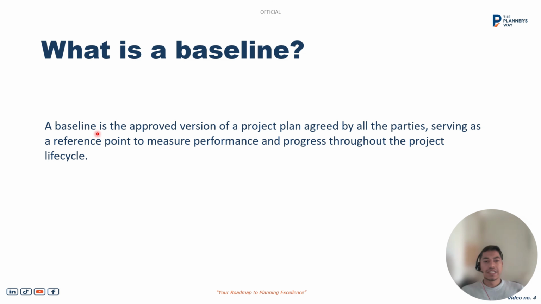A baseline is the approved version of the project plan which is agreed by all the parties, serving as the reference point to measure performance and progress throughout the project lifecycle. It is the agreed version of the plan which all of the parties go through. It's a roadmap of how we are going to execute the project from the start to the end.